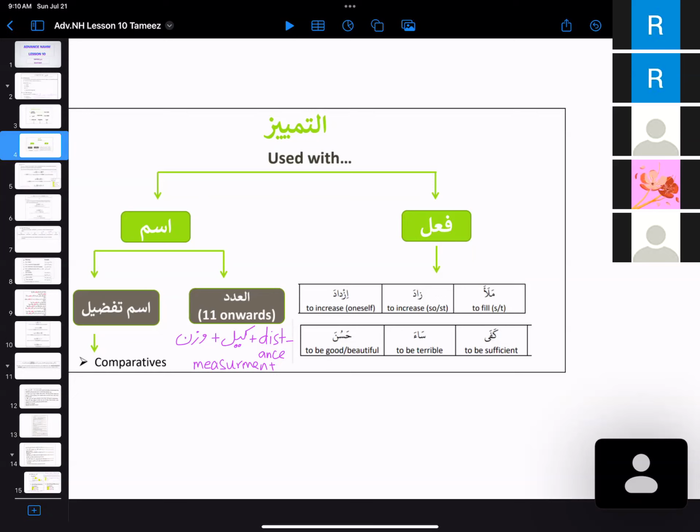Zada also means to increase. Then kafa, sufficient, right? In what sense is something or someone sufficient? Sa'a means terrible. In what sense are we saying that someone or something is terrible? Hasuna means good or beautiful. In what sense again, right? So these are certain af'al that we are going to find tamyiz after.